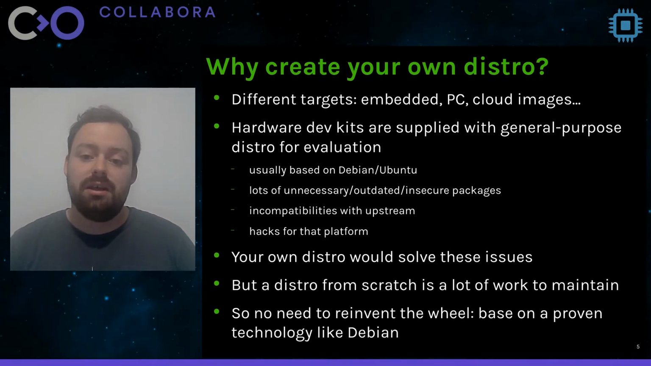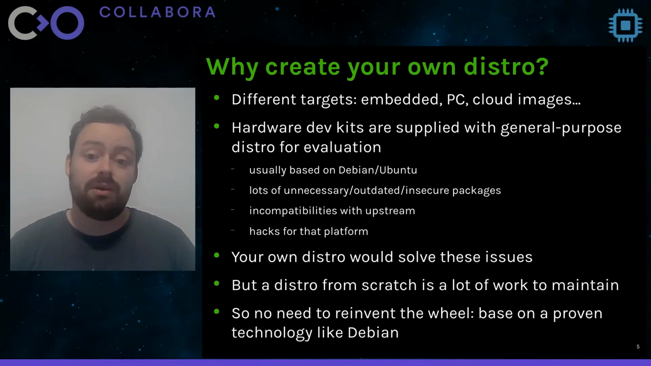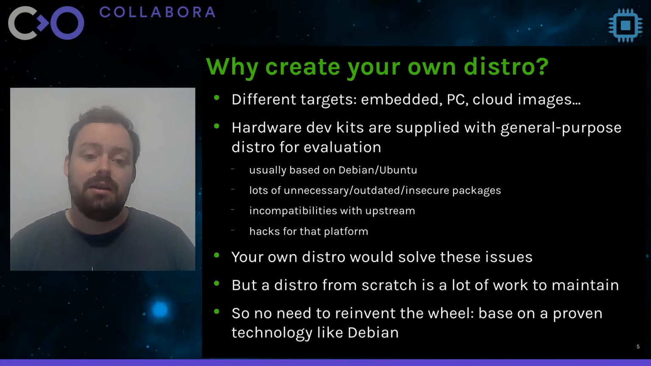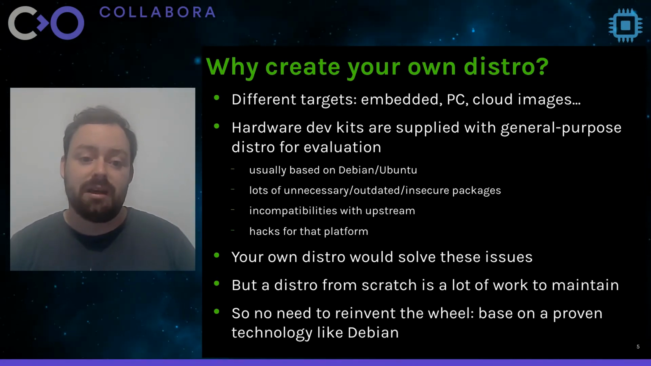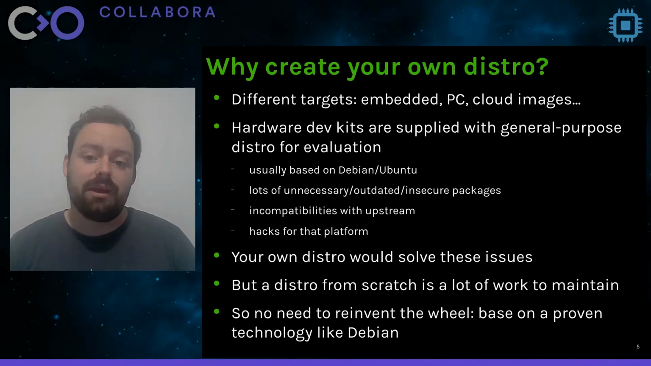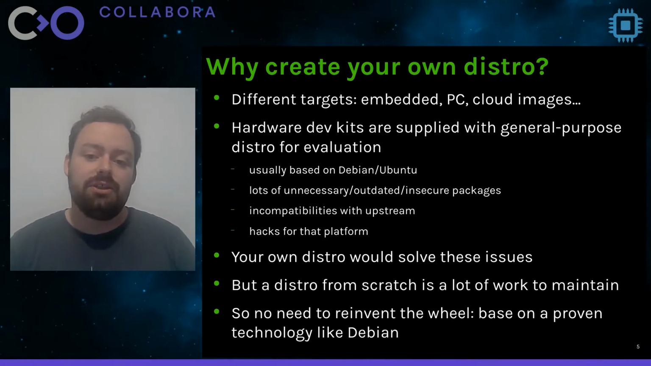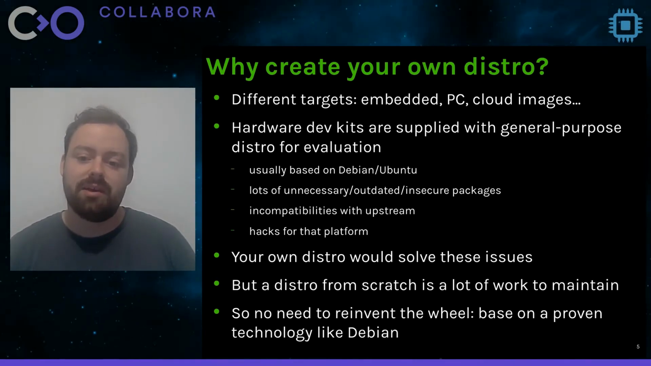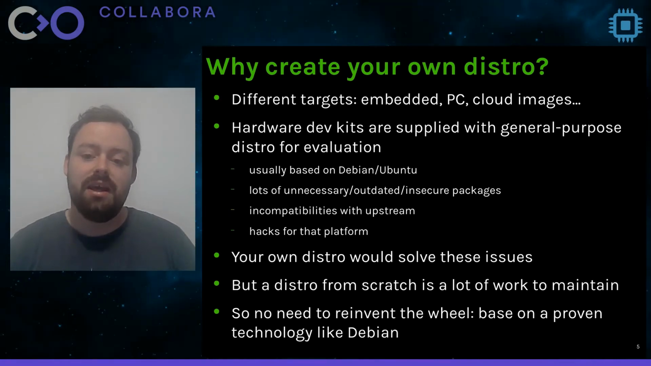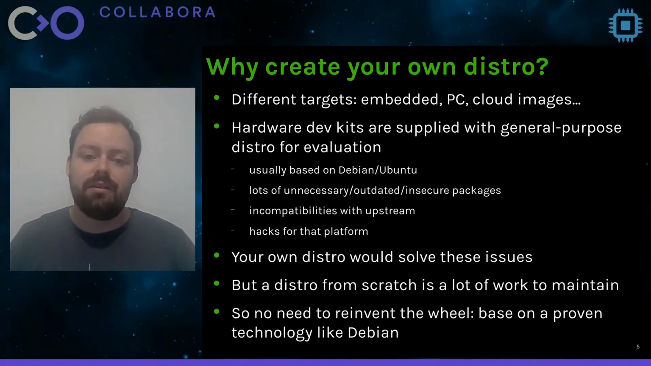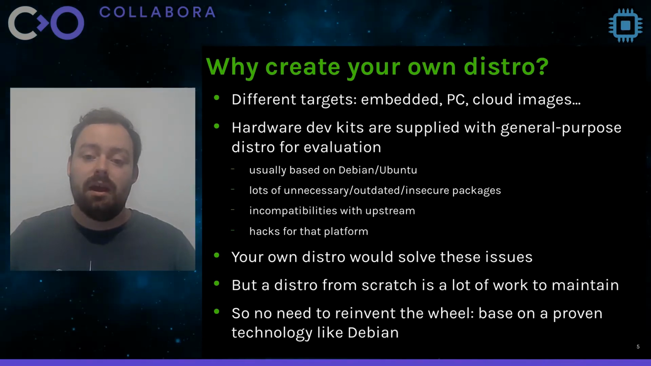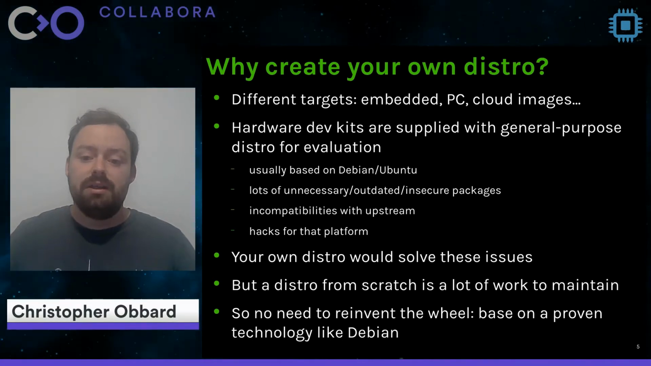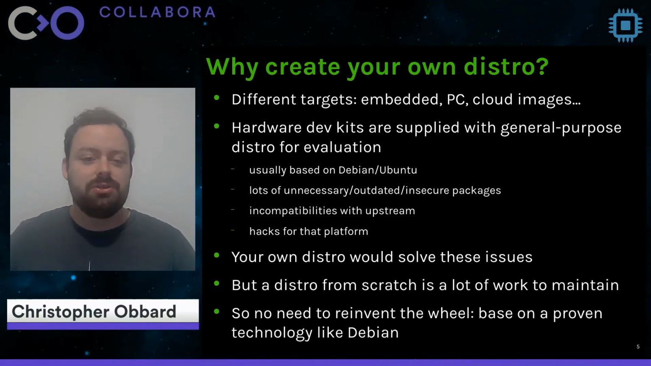And usually you can buy, for instance, hardware development kits. These are supplied with a general purpose distribution that the developers have made for that development kit, and usually these are based on Debian or Ubuntu, and they're quite bad. I mean, they've got a lot of unnecessary, insecure and outdated packages, and they're incompatible with updating, and they've done a lot of hacks for that platform as well. So your own distribution would solve these issues quite nicely.